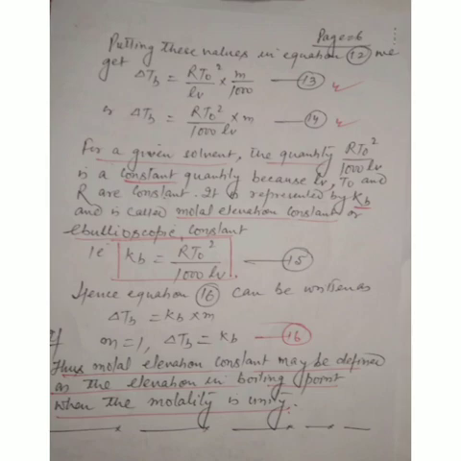If small m is equal to 1, ΔTb is equal to Kb, equation number 16. The molal elevation constant may be defined as the elevation in the boiling point when the molality is unity. On page number 6.